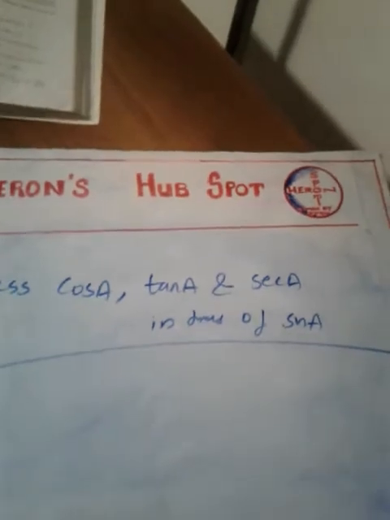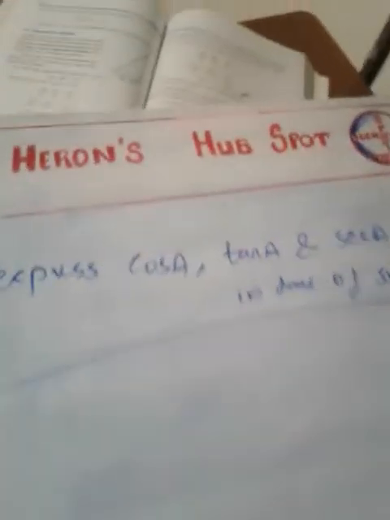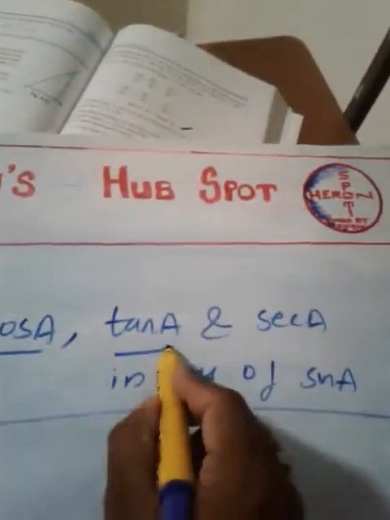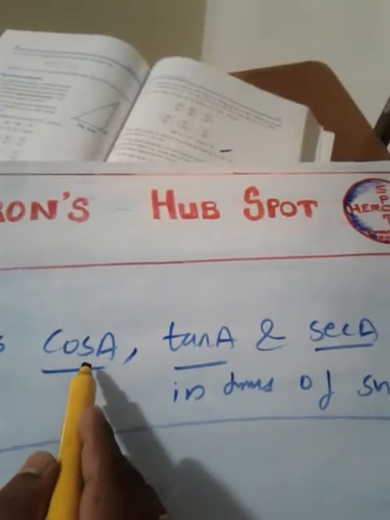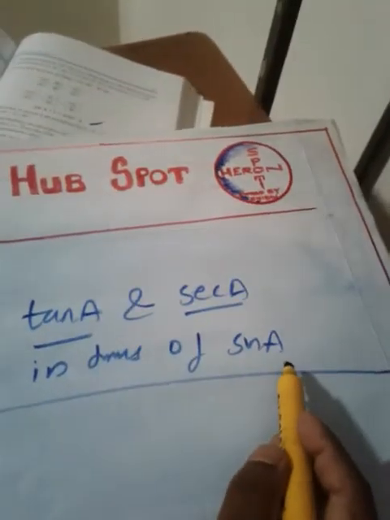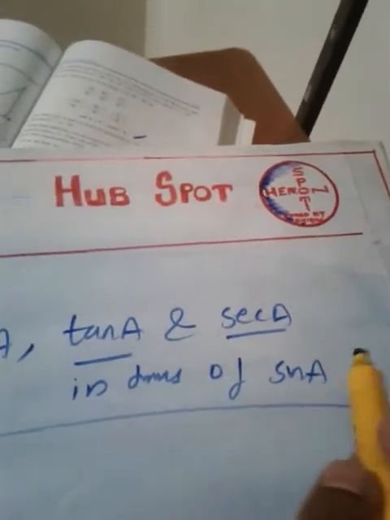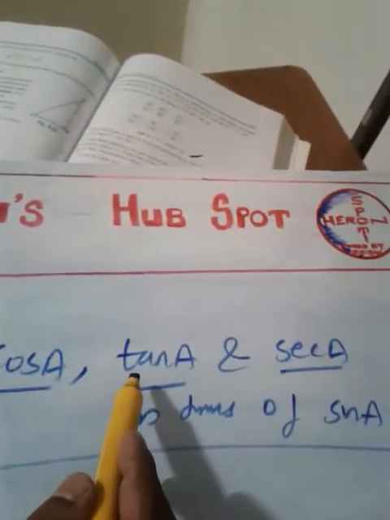Read the question well. What is the meaning of this question? We have to express cos A, tan A and sec A in terms of sin A. That means we have to find an expression for cos A. That expression should be in terms of sin A. That expression cannot contain any other term. And we have to find an expression for tan A.